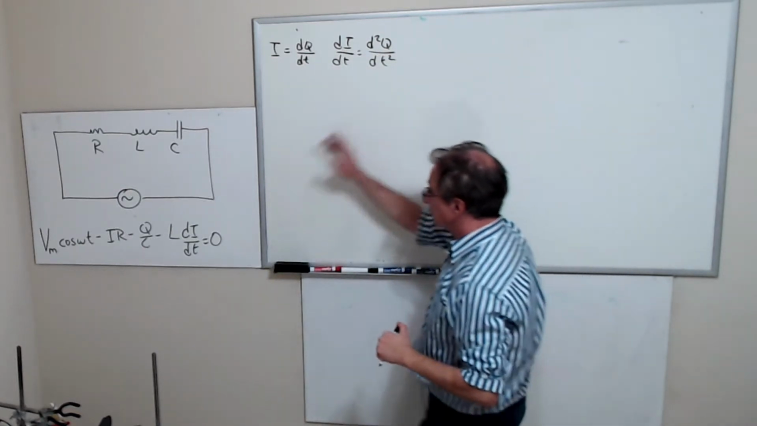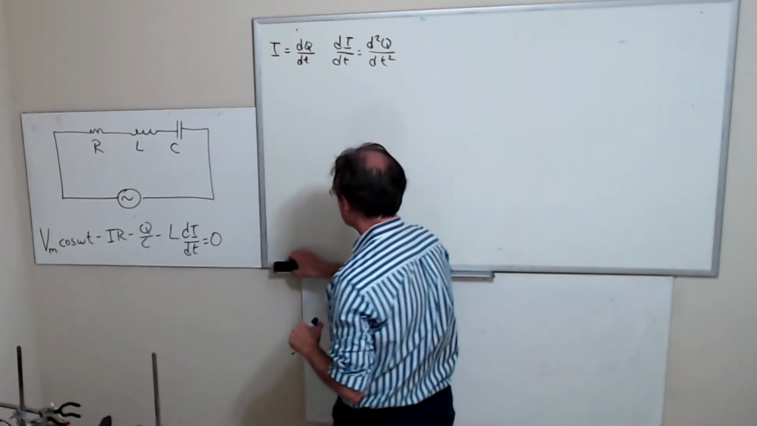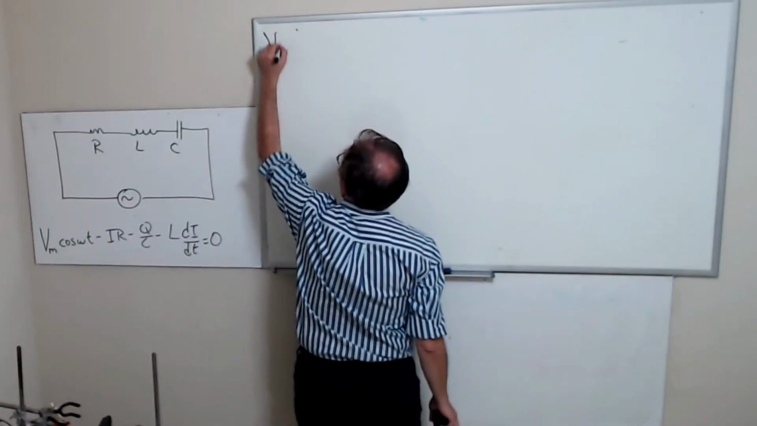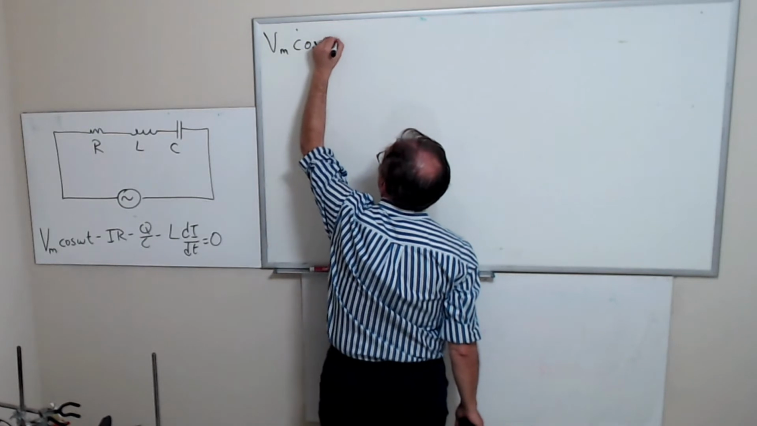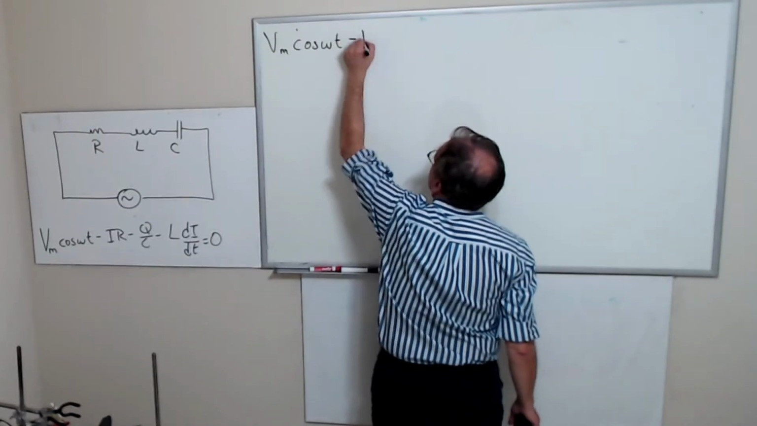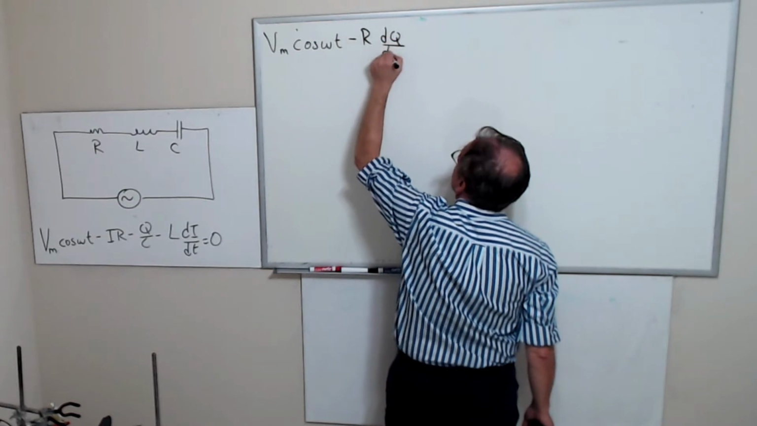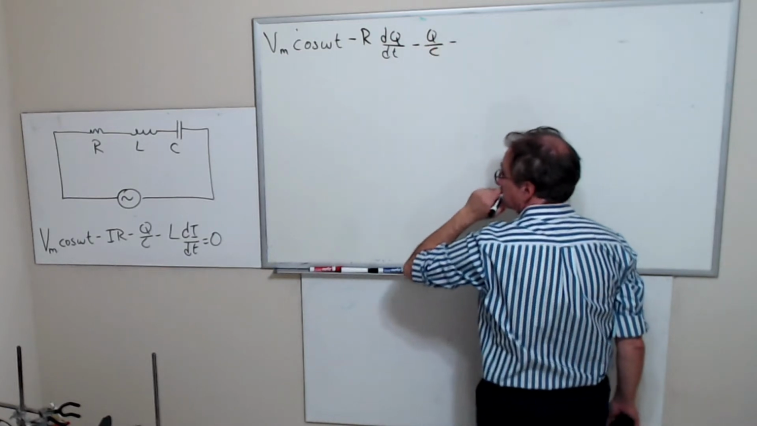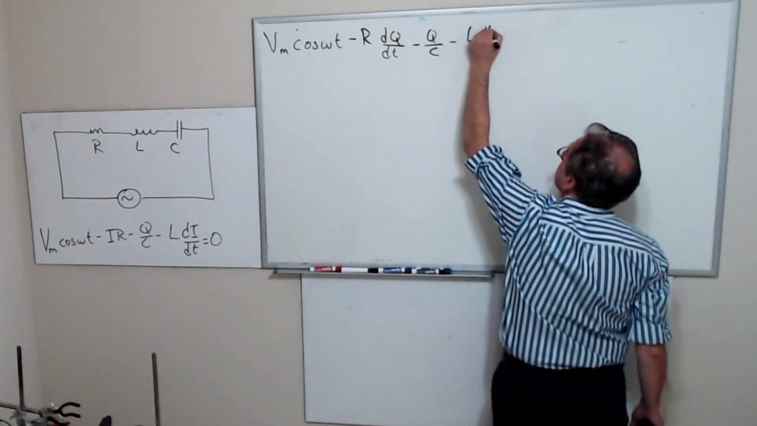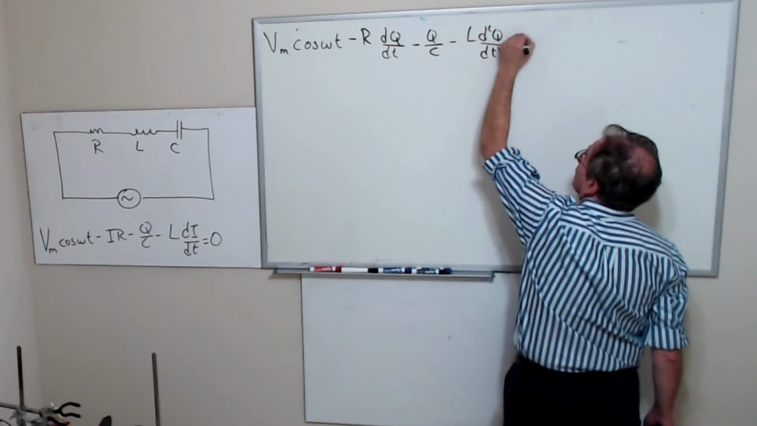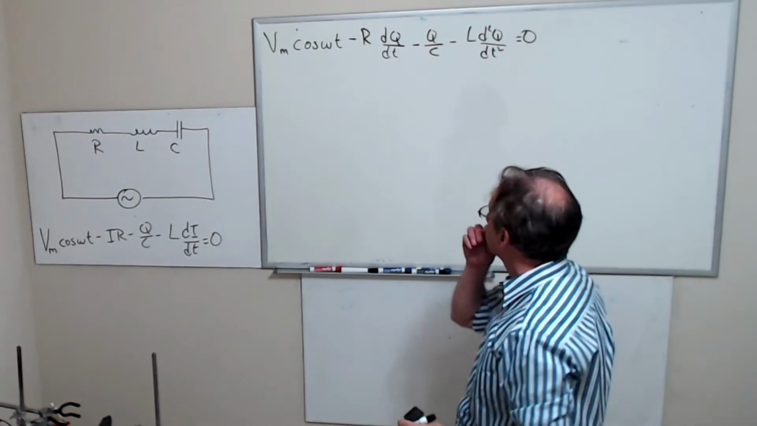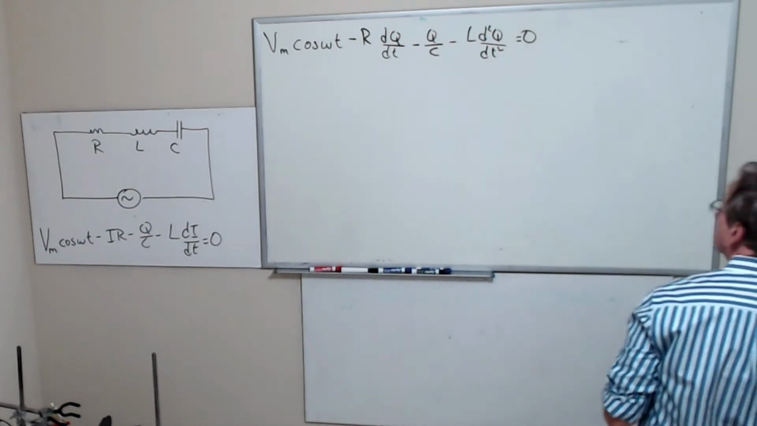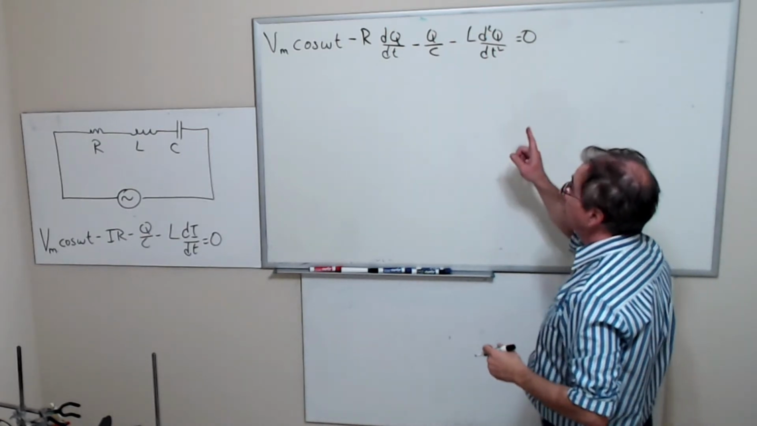So what I'm going to do is substitute those into this equation. And I'll get the following. V sub m cosine omega t minus R dq over dt minus q over C minus L d2q over dt squared equals 0. And what I'm going to do is try to solve for q here.